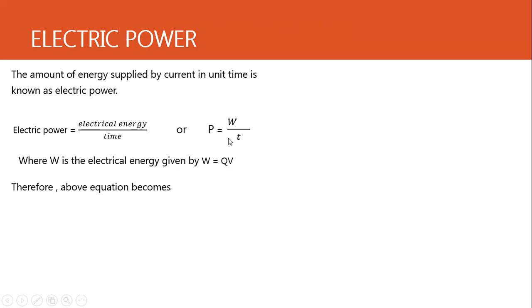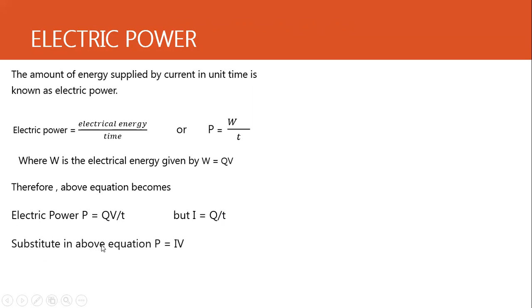Put this value of W in this equation: P is equal to QV upon t. But by the help of the current definition, we know that I is equal to Q upon t. So instead of Q upon t, we will put I. So this equation becomes P is equal to IV or VI.